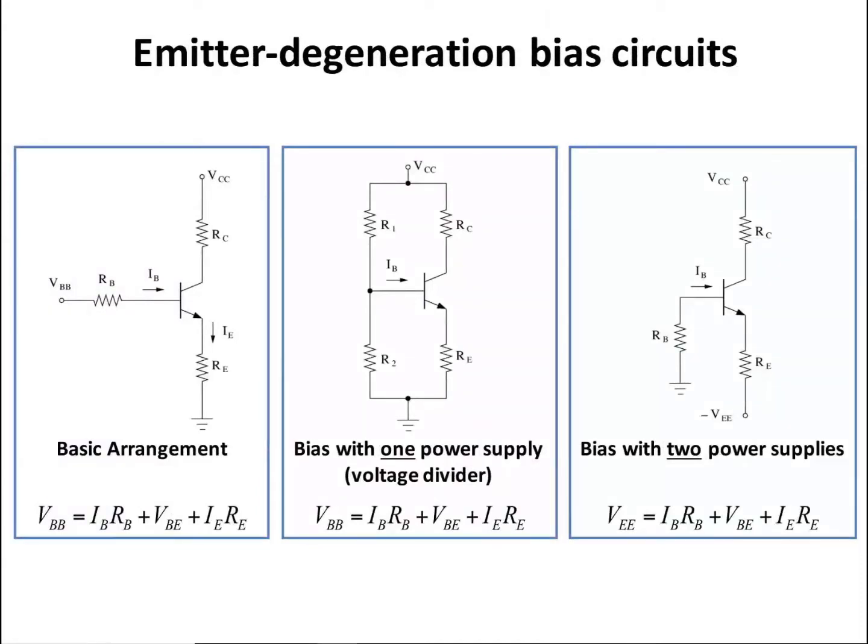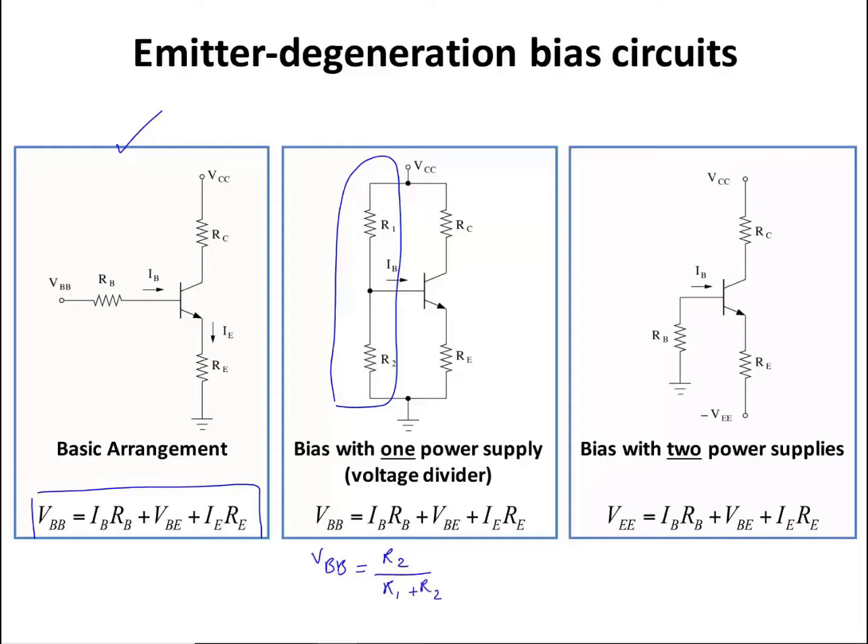The basic arrangement for emitter degeneration bias circuit is this one, and we had this base emitter KVL equation before. You can build that circuit by using a resistive voltage divider network, as you can see here. If you do so, VBB in this equation is equal to R2 divided by R1 plus R2 multiplied by VCC, and RB is equal to R1 in parallel with R2.